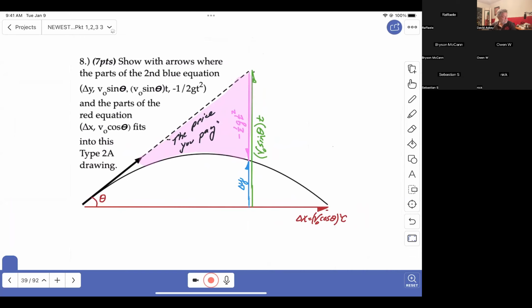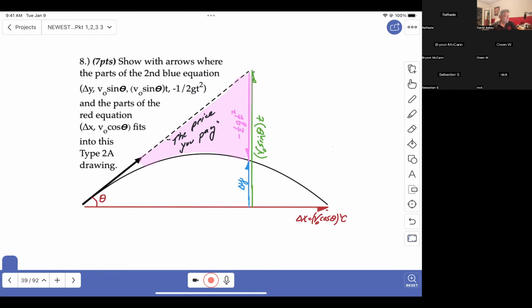Number 8. This is that tax situation I talked about, the price you pay. Because gravity always employs a tax, you would like to just keep going forever and ever, but Newton would say that gravity is employing a tax, and I guess Einstein would as well. Einstein would say you are going in a straight line, it's just that space-time is curved, and so you can't do anything about it.